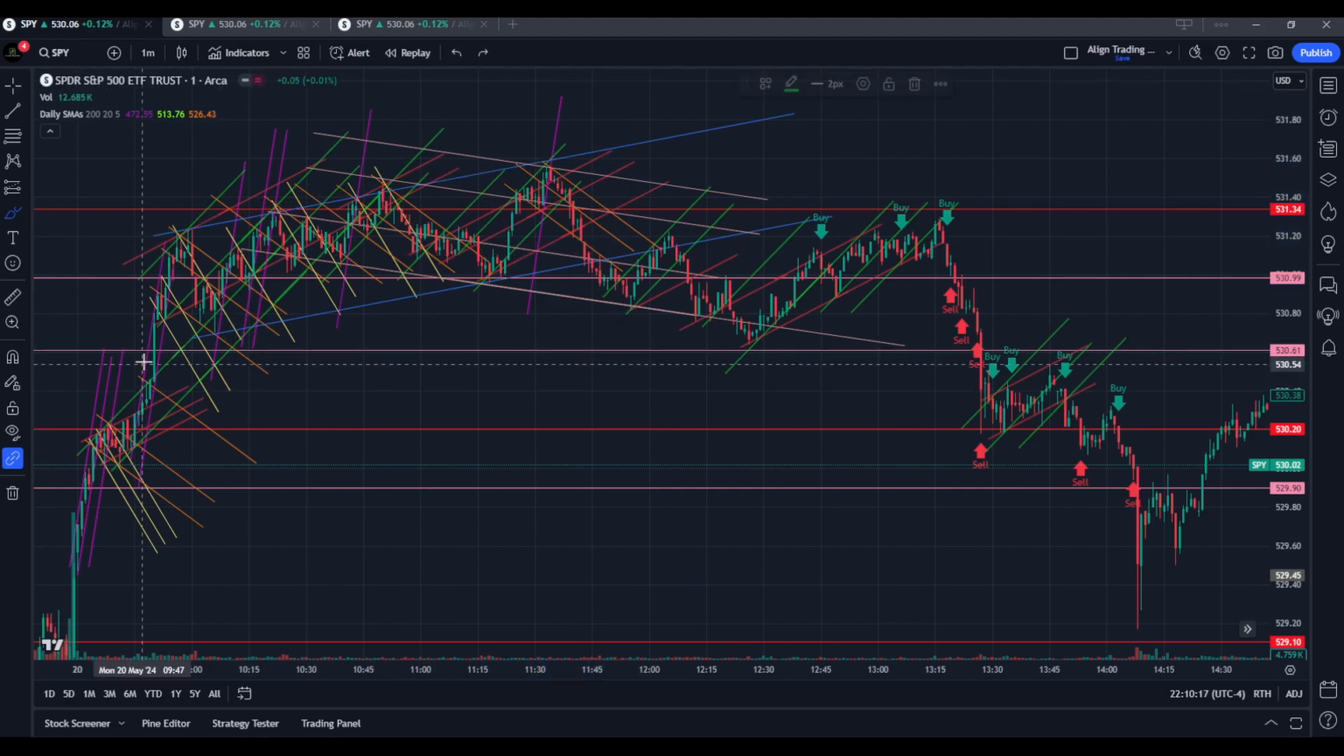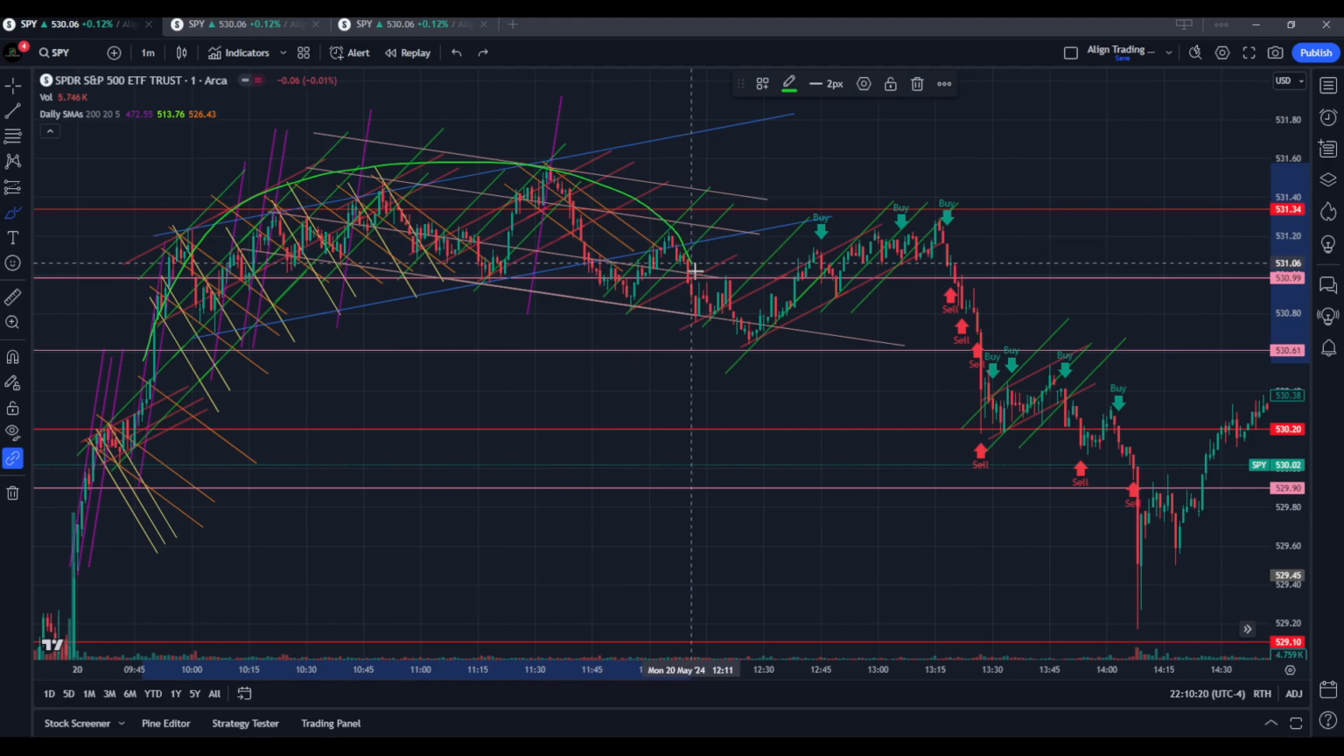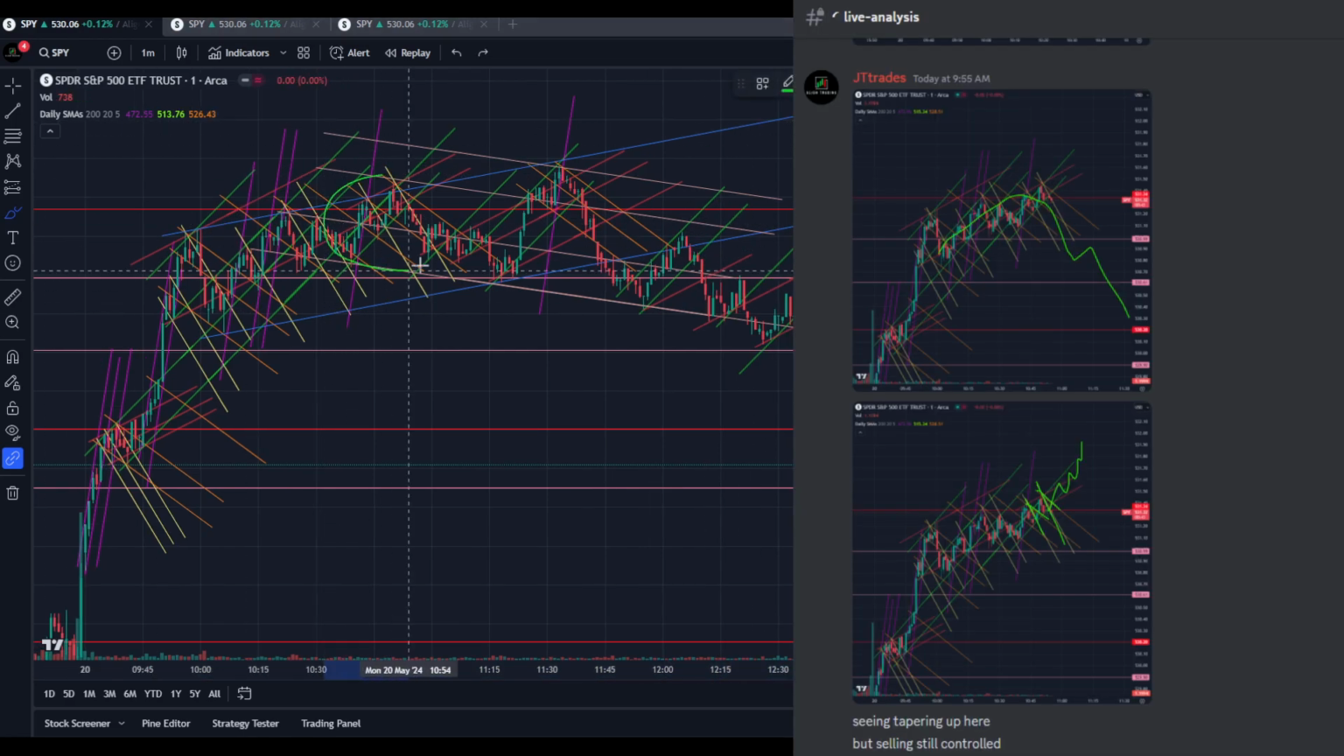Now, if you waited for this to form this inverse cup and you see this handle right here starting to form at 9:55 around here, I posted that we were starting to see some tapering, being this blue. However, we were not breaking down yet because the selling was still controlled. So every time we tried to break down, we see this move higher, and it was just not ready yet.